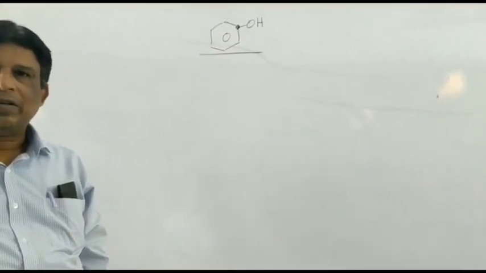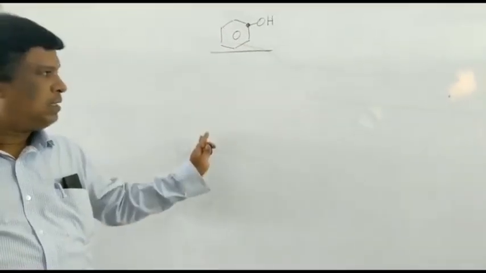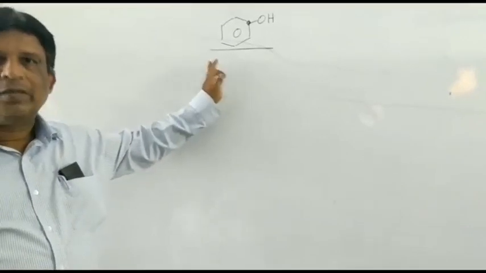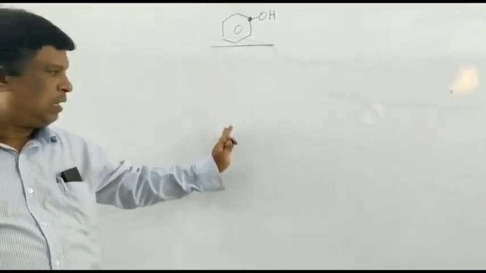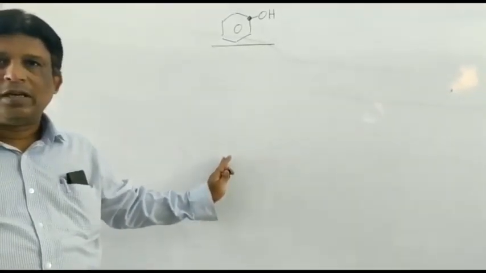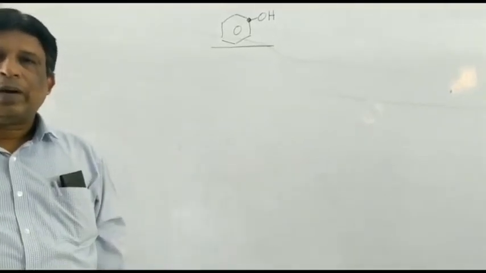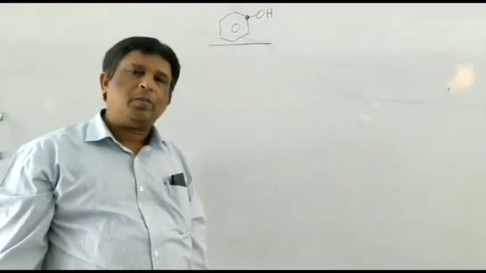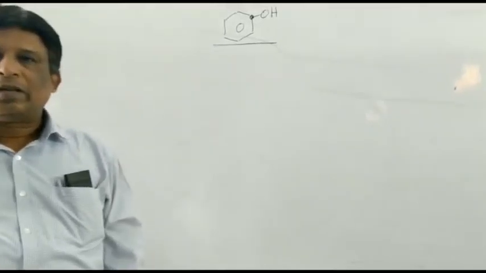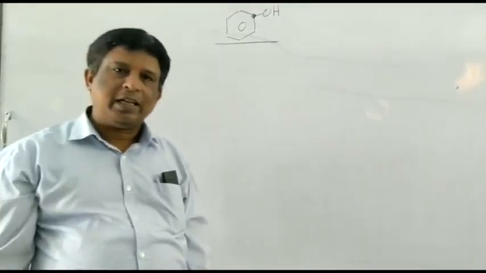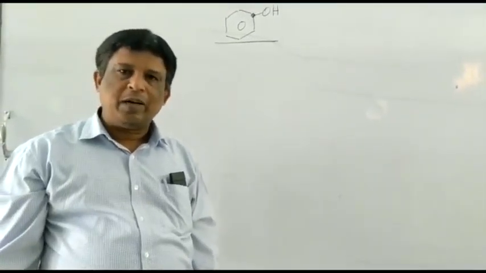In this chapter, the total content is method of preparation, physical property, chemical property, and uses. Let us discuss one by one. First is the method of preparation of phenol. So many methods, 6 to 7 methods are there. We discuss one by one.